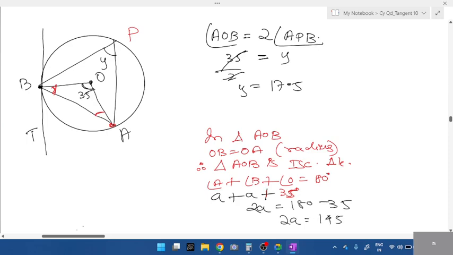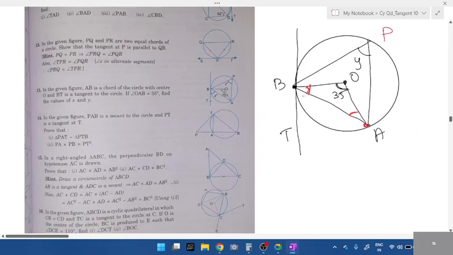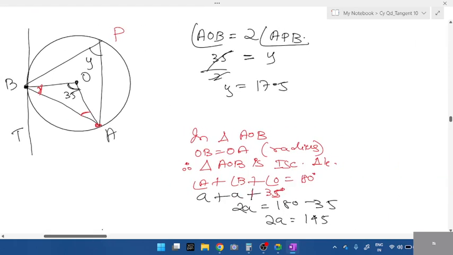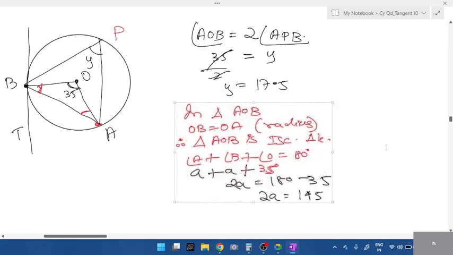See, in the question, they haven't asked us about this, students. They just asked us to find X and Y. But ignore this. Just try to find all the values. In exam, they can ask whatever they want. So you'll have to practice all this.